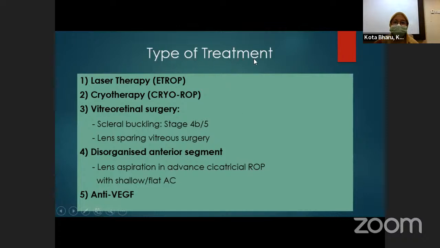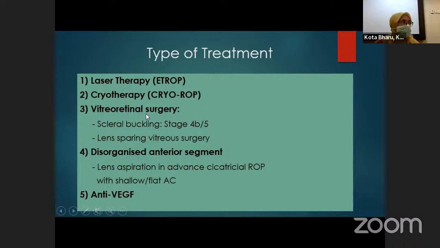The type of treatment, according to the ETROP study, is laser therapy. The second is cryotherapy. This cryotherapy is the first type of treatment, started in 1984, but is now no longer used because laser is superior in the therapy of ROP, and cryotherapy is associated with high procedure-related complications, either ocular or systemic.